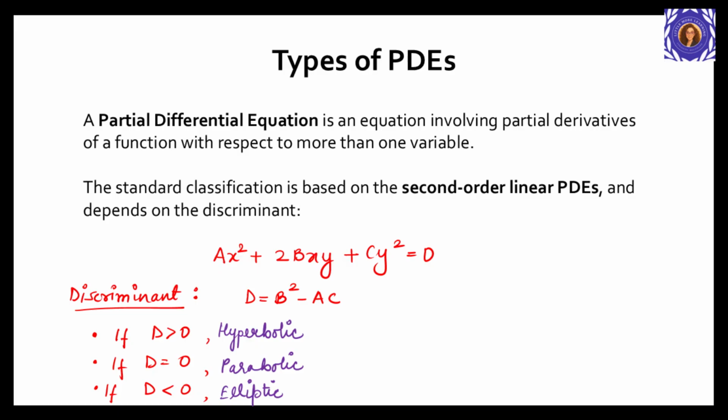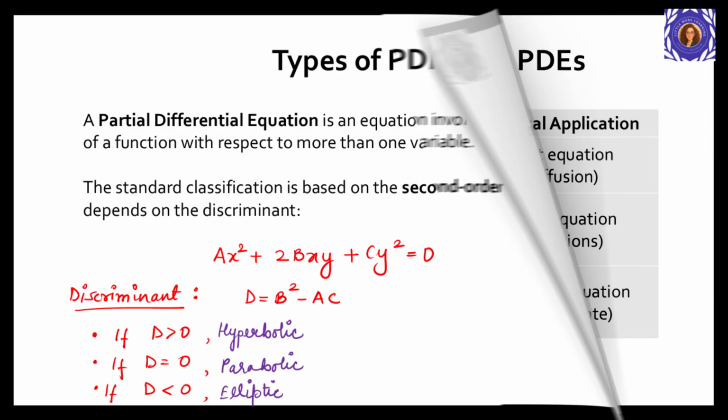To begin with, a partial differential equation is simply an equation that involves partial derivatives of a multivariable function. In other words, the function you are solving for depends on more than one variable, and derivatives are taken with respect to those variables. There are three fundamental types of second-order PDEs: parabolic, hyperbolic, and elliptic.